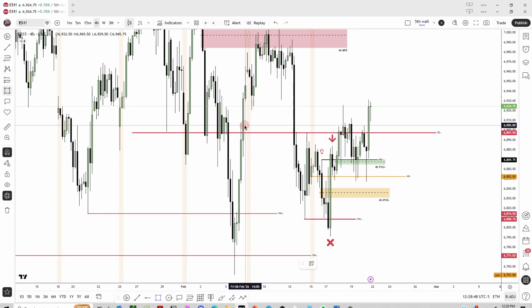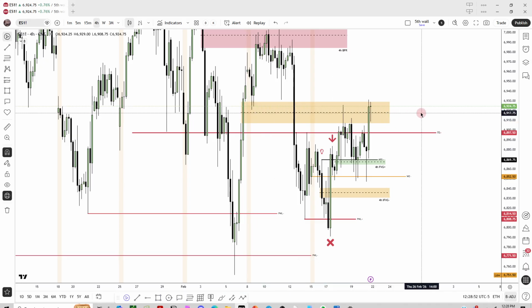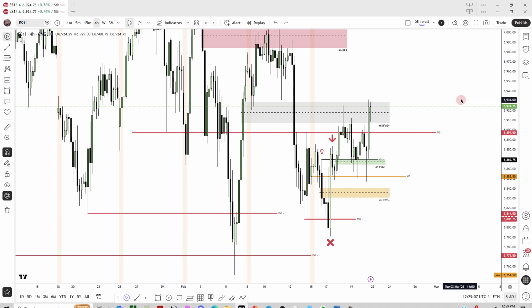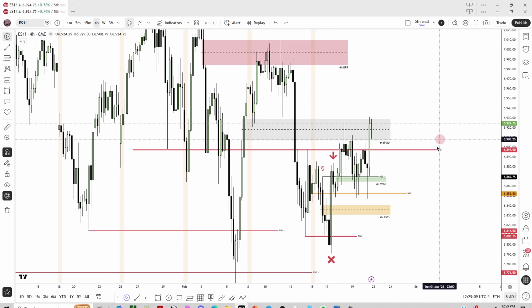You want to pull that over, you can do that, but all right, I'm going to label that. So let's say 4 hour. Let's just call it an inverted bullish fair value gap. All right, and it's also above equilibrium.